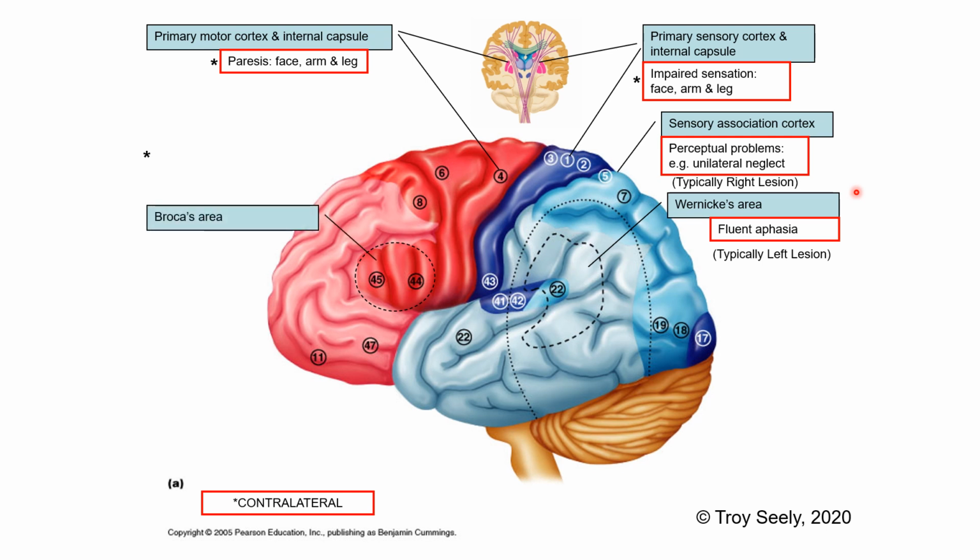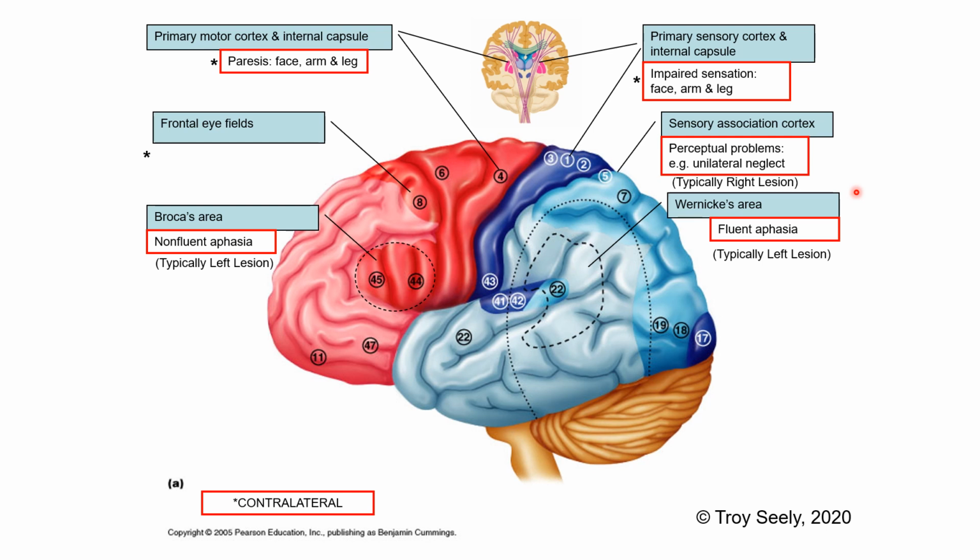Going a little bit more towards the anterior, we have a region that's also involved in aphasia or communication aspects, and this is known as Broca's area. Broca's area is what would be deemed a non-fluent aphasia. This is also seen typically in a left-sided lesion of the middle cerebral artery.